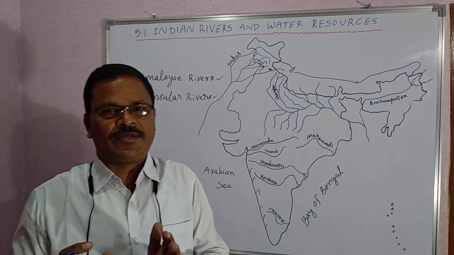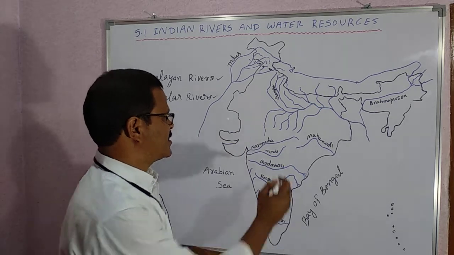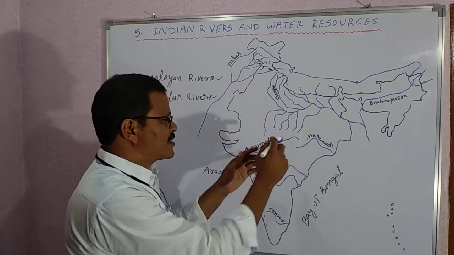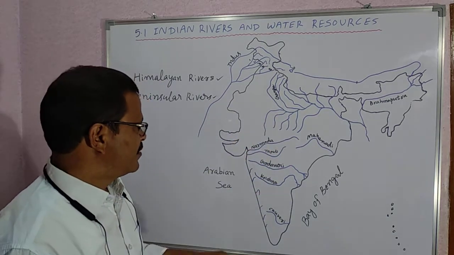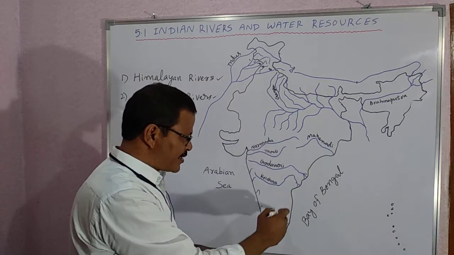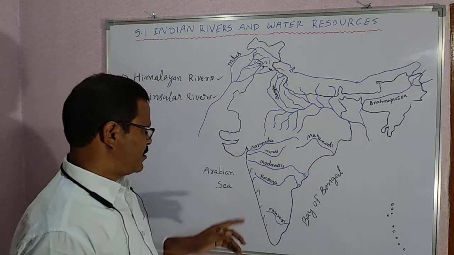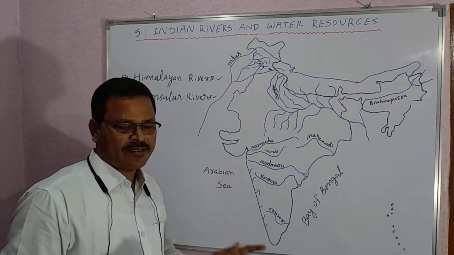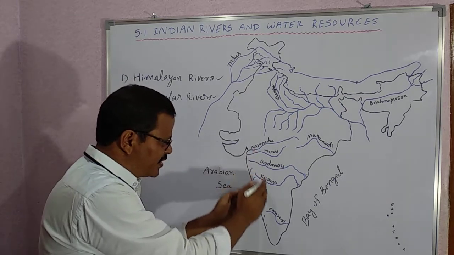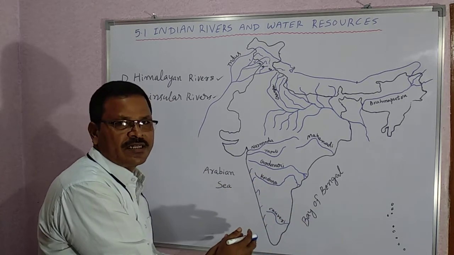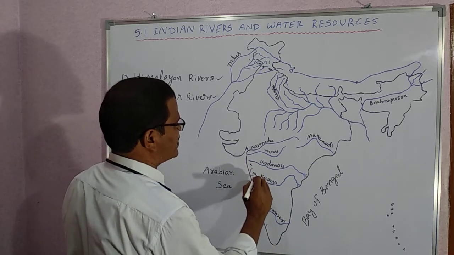Some of the peninsular rivers are also tributaries of Ganga. These are also peninsular rivers, but these are flowing northwards and join with Ganga. These major peninsular rivers flow from west to east and join Bay of Bengal. All the rivulets flow from east to west and join Arabian Sea. What is the border between these major rivers and small rivulets? Western Ghats. These are Western Ghats.